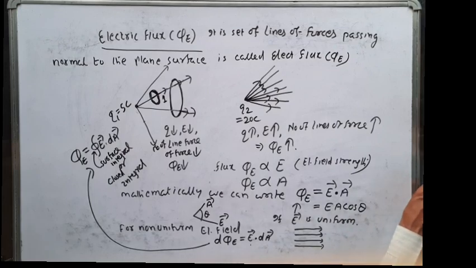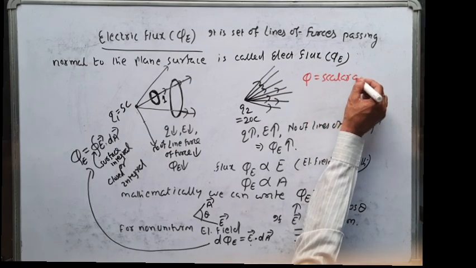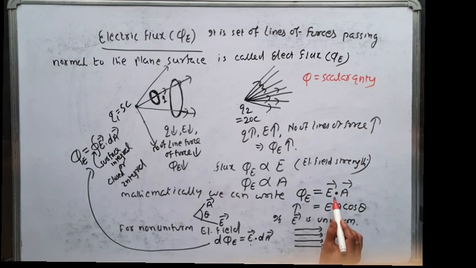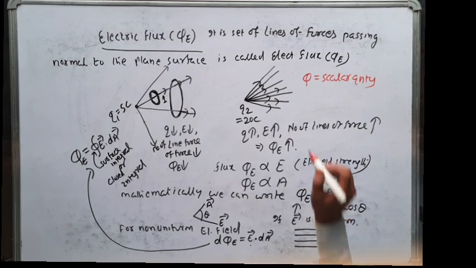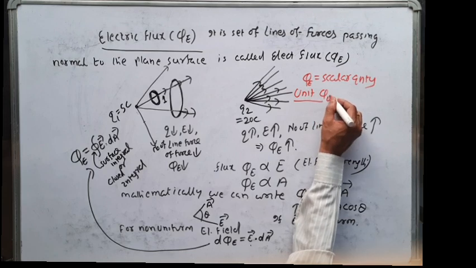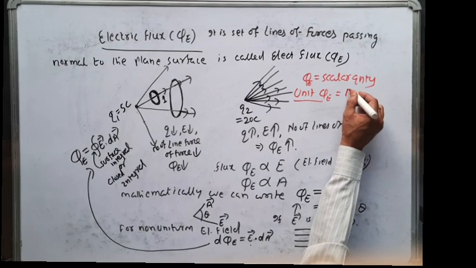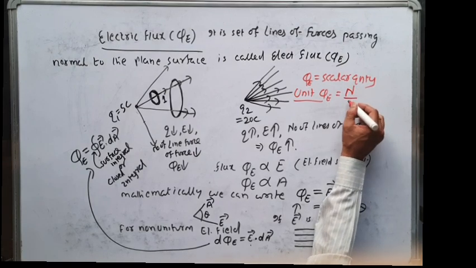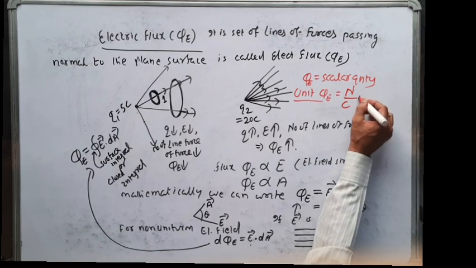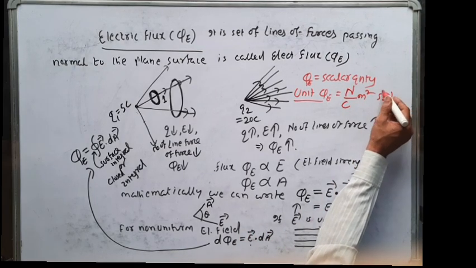Now, what is the unit of flux? Definitely flux is which quantity? Scalar quantity. Why is flux a scalar quantity? Because it is the dot product of two vectors. And what is the unit of flux? E dot A, where E is electric field intensity. What is electric field intensity? It is force per unit charge, that is Newton per coulomb, into area. Area is meter square. So this is the unit of flux in the SI system. We are generally taking the SI system.